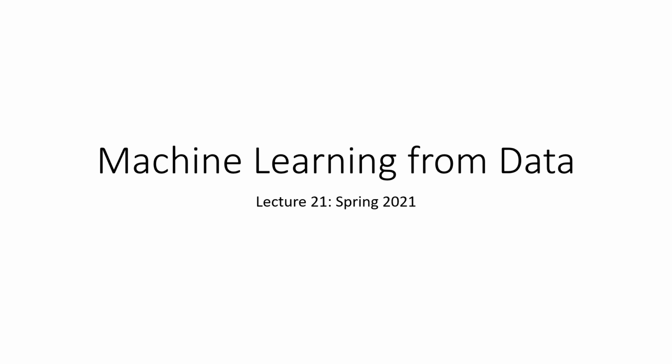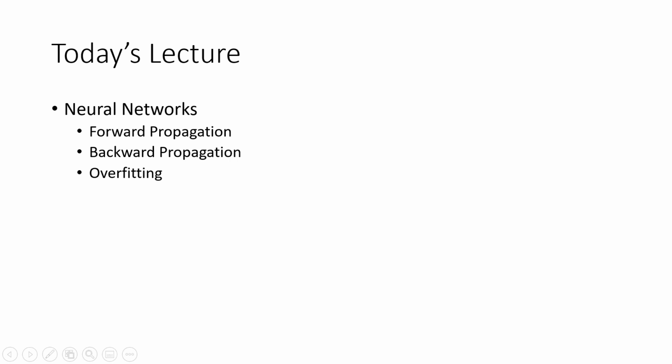Welcome everyone. This is lecture 21, Machine Learning from Data, and in this lecture we are continuing our discussion on neural networks. We will begin by looking at something that's known as forward propagation and then look at another algorithm, a very popular technique known as backward propagation, which helps us solve some issues that forward propagation most likely will have.